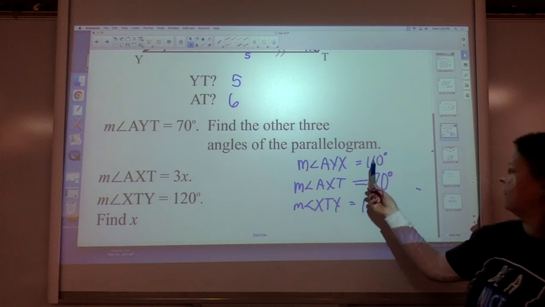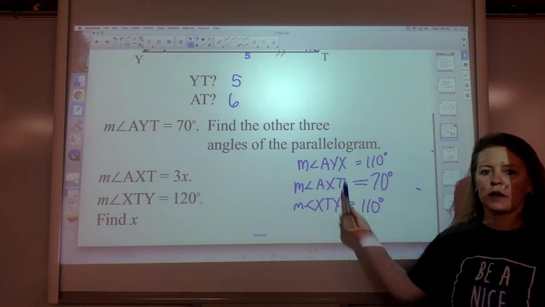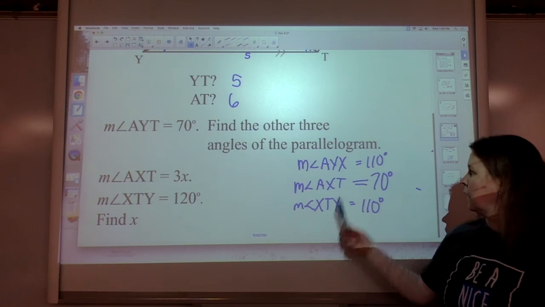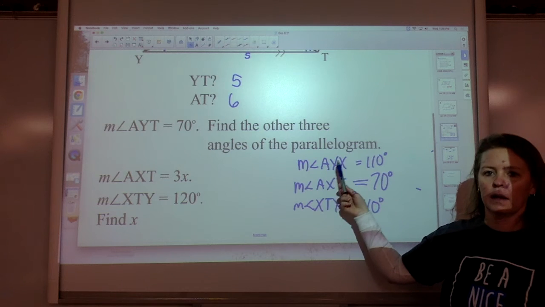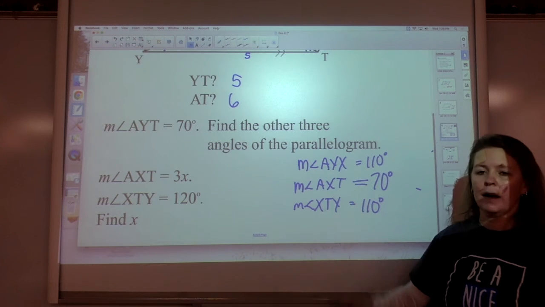So not only do you have to come up with how big the other 3 angles are, you also have to name them properly. If you called it XYA, you're okay. AYX, you're okay. Angle Y, not okay.